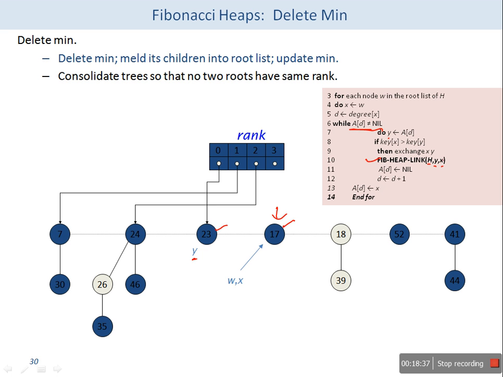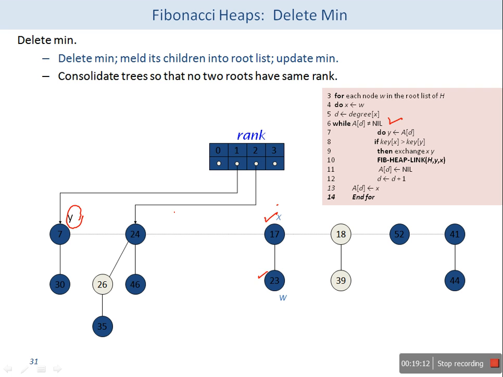It means x would be the parent node. So let's see, here x would be the parent node, and y would be here. Again, because A of D is not equal to nil, now 1 is already filled, so we assign A of D as y. So y is pointing to the already pointed information.